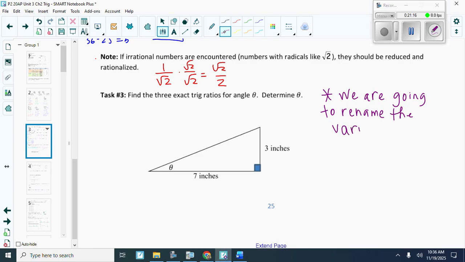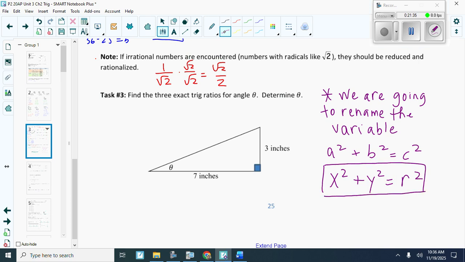So, from now on, goodbye, a squared plus b squared equals c squared. Hello, x squared plus y squared equals r squared. This is what we're going to be using, because we're going to start to attach our triangle to a Cartesian plane. So x is always going to be your horizontal, y is always going to be your vertical, and the r is actually going to stand for a radius. So the hypotenuse we're now going to call our r value, or our radius.